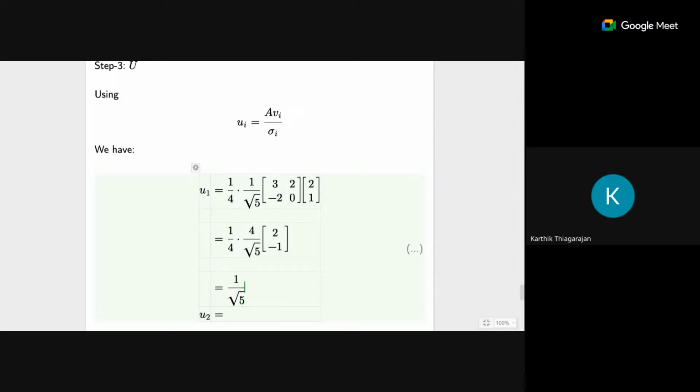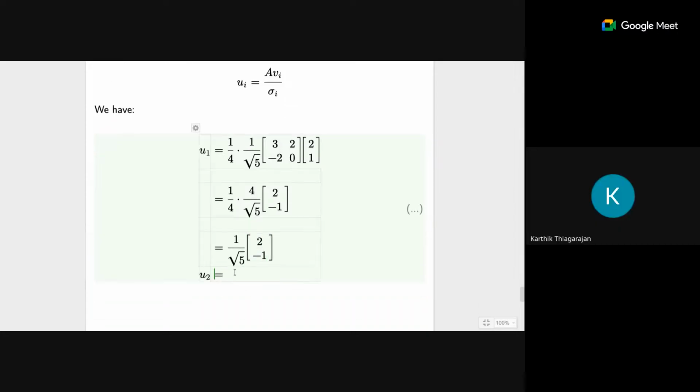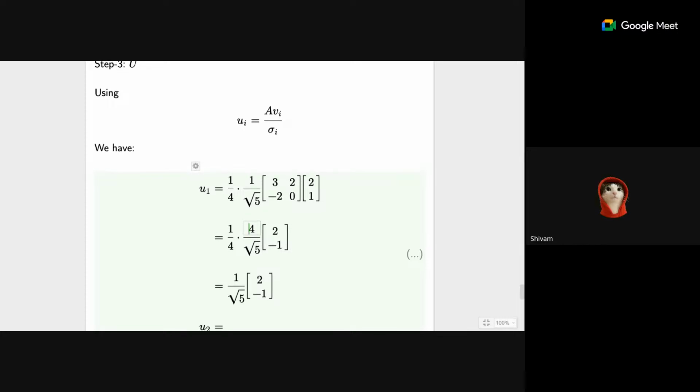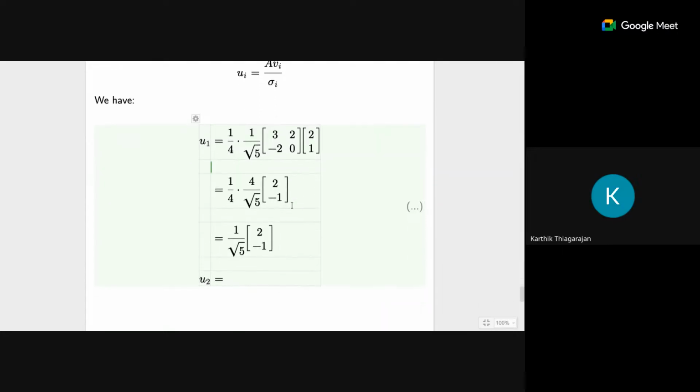So it is now 1 by root 5 into 2 minus 1. Okay, so that is done. Sir, there is a correction over there. In the numerator of root 5, the extra 4 is present, in the second direction. This 4 should be taken as common, because inside the matrix there was 8 and minus 4. Yes, minus 4, right? That is why we took this out.